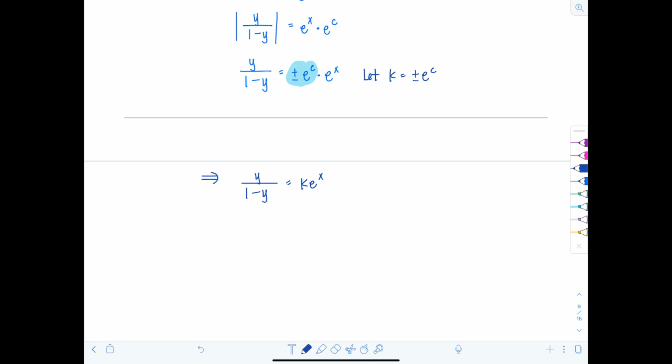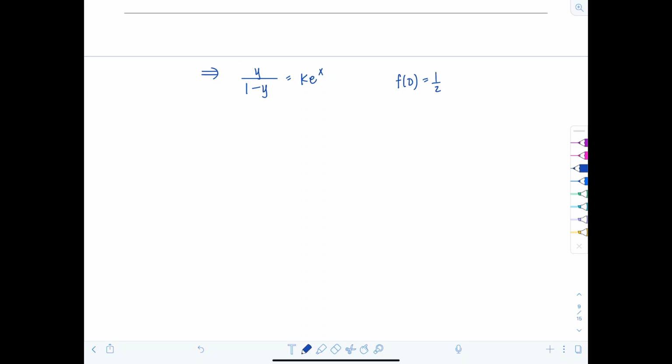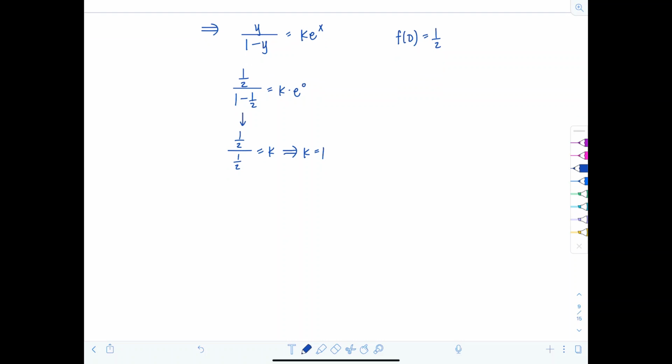However, we have an initial condition. They told us f of 0 is 1/2, so I'm going to find the constant now. Figure out what k is. All right, so I'm going to plug in 1/2 for y, so 1/2 over 1 minus 1/2 equals k times e to the 0. Well, on the left-hand side, I just have 1/2 over 1/2, right? Equals k. So k is 1. Aw, how sweet. Okay, so y over 1 minus y equals 1 times e to the x.